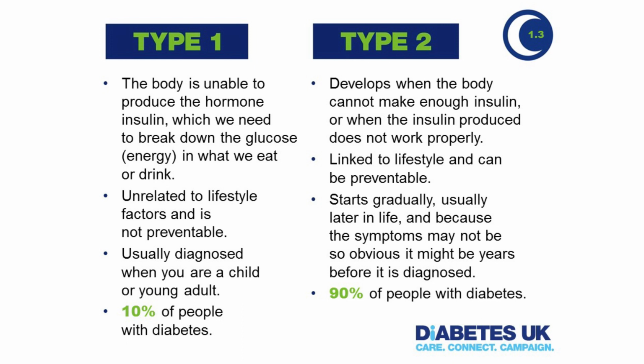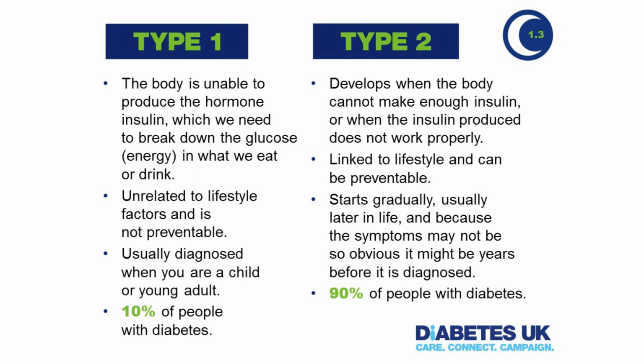Type 1 is where the body is unable to produce any insulin, which we need to break down the glucose energy in what we eat or drink. We don't know exactly what causes it, but we know it's not to do with being overweight. You can't prevent type 1 diabetes. It's usually diagnosed when you are a child or young adult. Approximately 10% of people with diabetes have type 1.